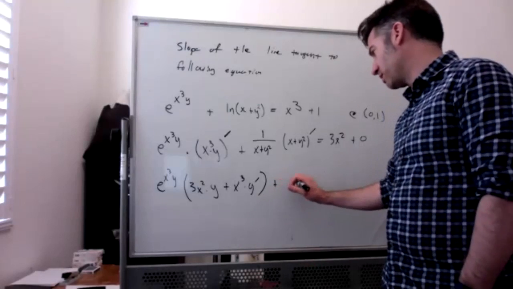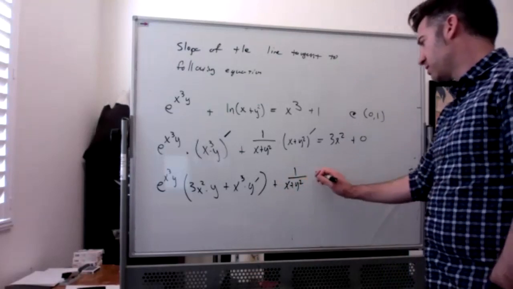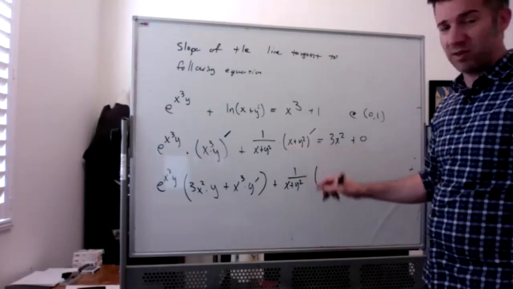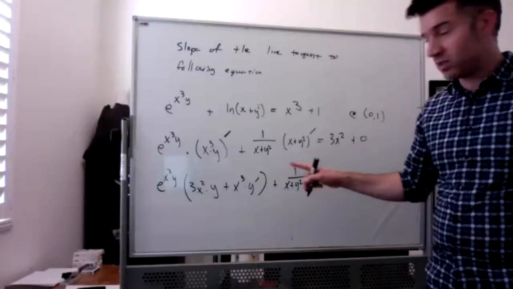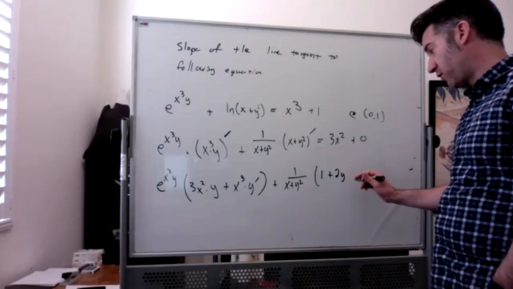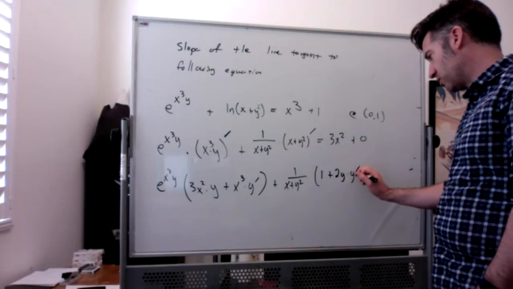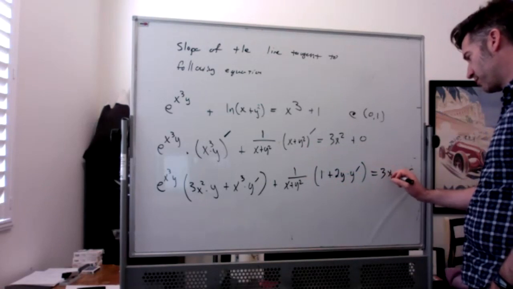And then we're going to get plus 1 over x plus y squared times the derivative of x plus y squared, which is 1 plus the derivative of some stuff squared, which is 2 times your stuff to the first times the derivative of your stuff, equal to 3x squared.